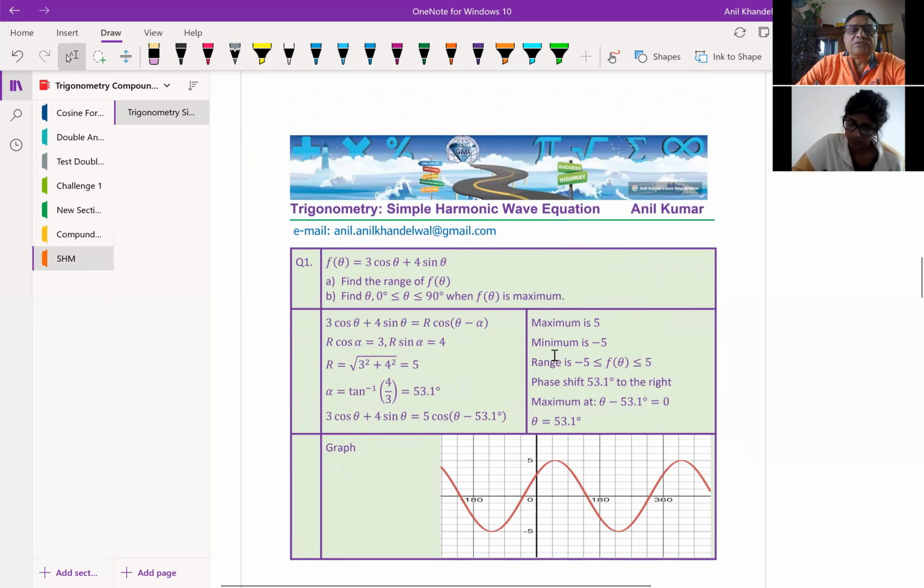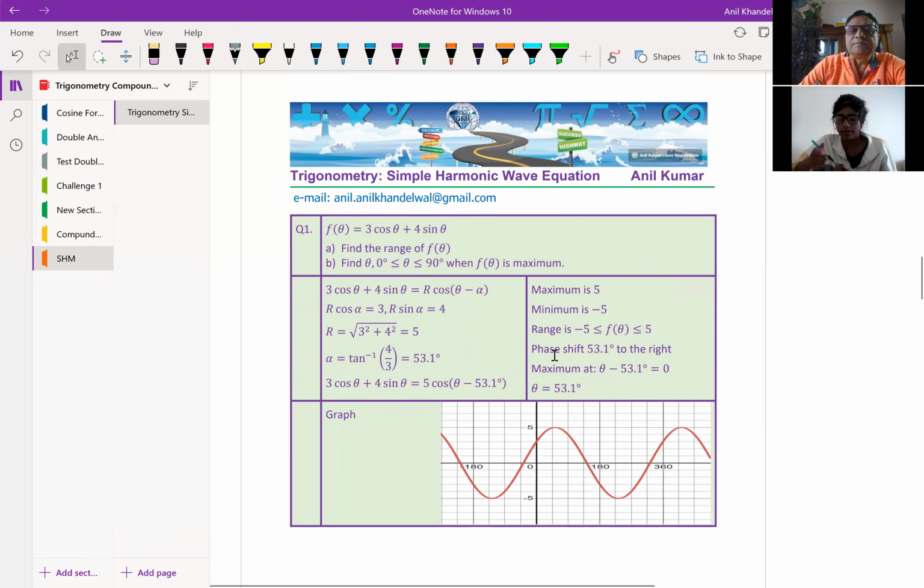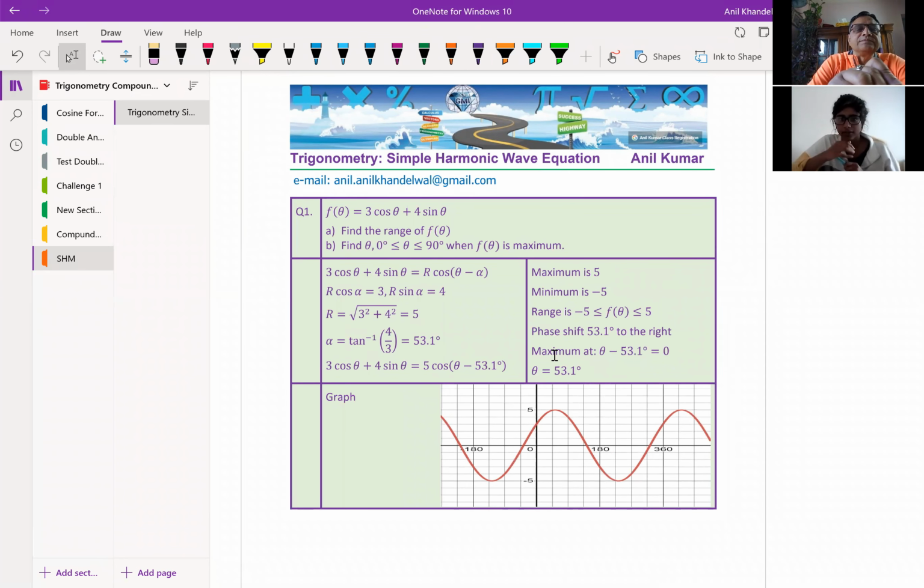So here is the very first one. Can you please read the question? f of theta equals 3 cos theta plus 4 sine theta. Part A, find the range of f of theta. And part B, find theta, where theta is in between 0 and 90 degrees, both included, when f of theta is the maximum. So basically, for the curve, we have to find the maximum point. That's the whole idea, right?